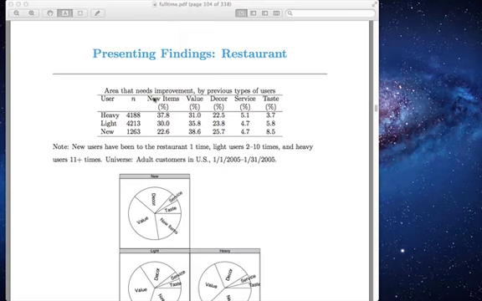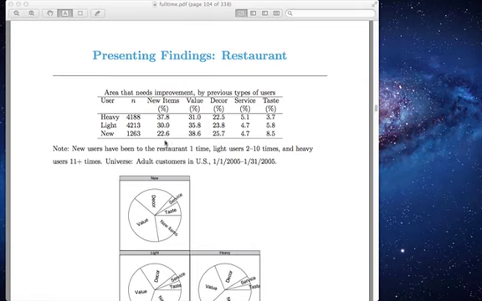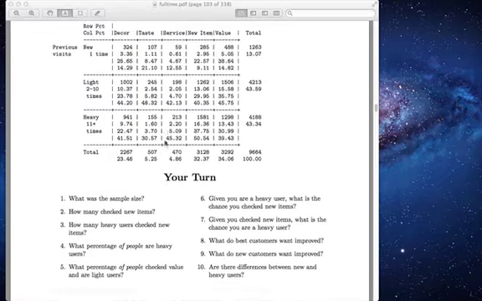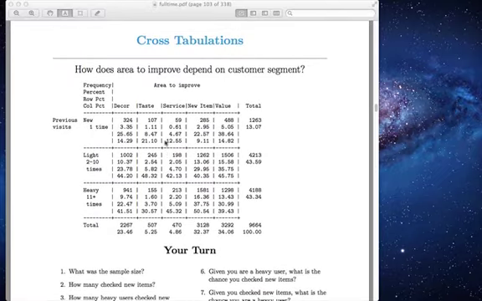This video is going to talk about presenting findings and how your audience is going to perceive your graphs. So the crosstabs video just took you through this crosstab for the pizza restaurant. And recall that we were interested in which area should the restaurant improve if they want to satisfy their heavy users versus their new users.